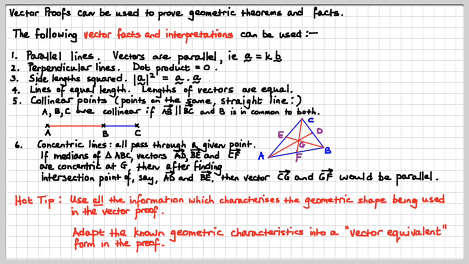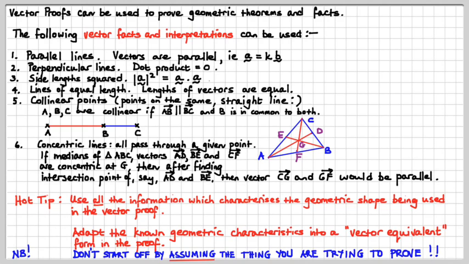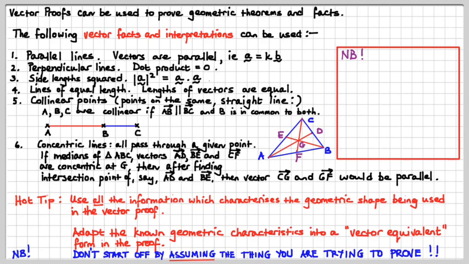And the last thing, which seems pretty obvious, but some students just get into such a mess with these vector proofs, it's an NB for you: please don't start off by assuming the thing you're trying to prove, because that doesn't prove anything. You can't start off assuming the thing you're trying to prove. It might sound obvious, but you'd be surprised the number of people that get into a big tangle and start by assuming what they're trying to prove, which gets you into nothing but a circular argument and a big mess.